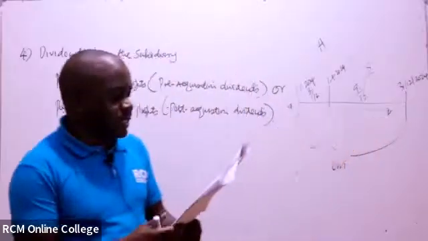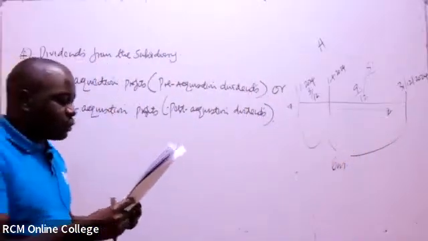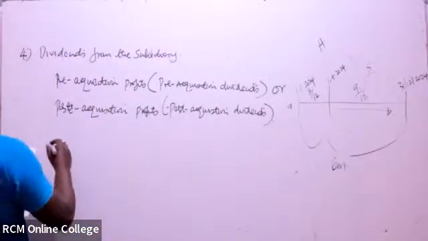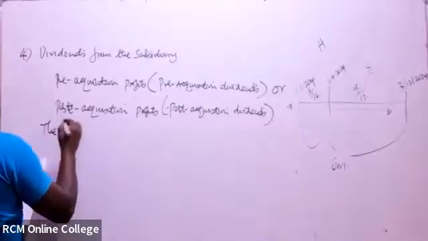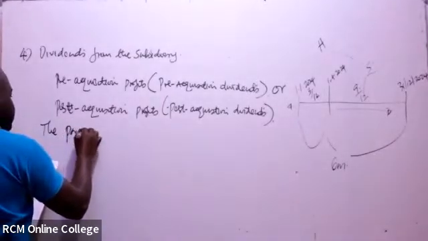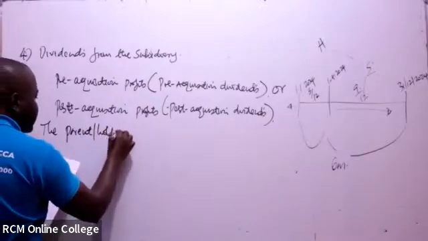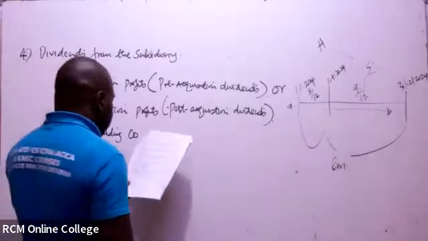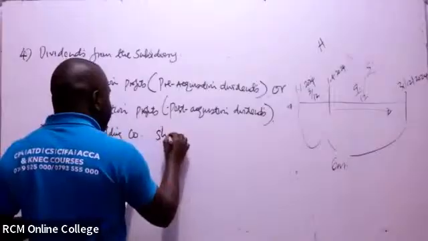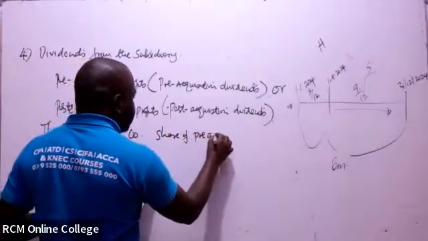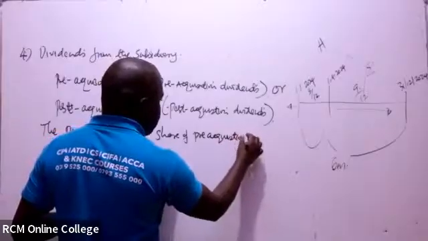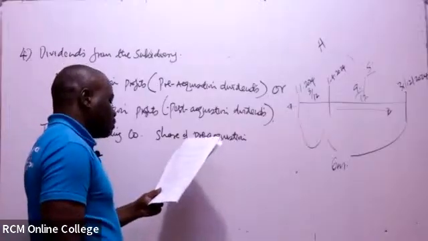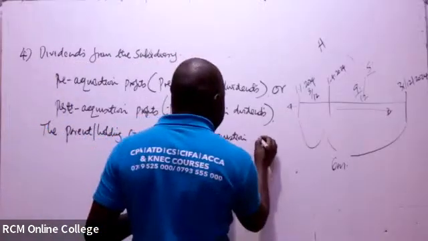So full stop. Then you write and say, the parent share of pre-acquisition dividends. The parent is the holding company. The parent or holding company share of pre-acquisition dividends: the dividends that were actually settled before they were acquired, or the portion of dividends for before they were acquired.